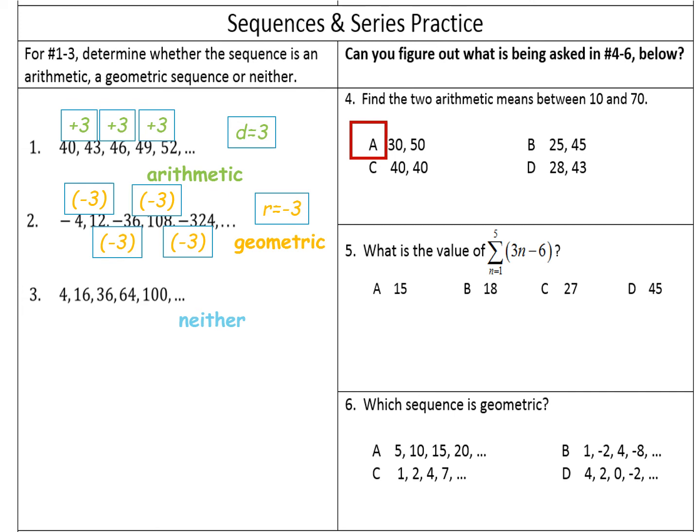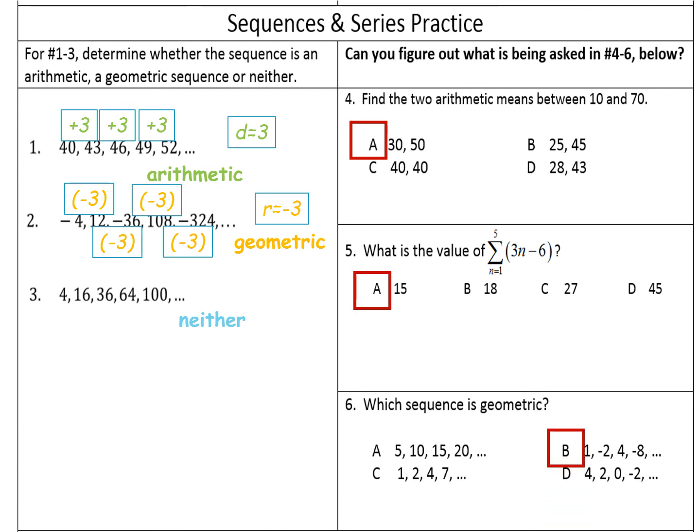What's the value of the sigma notation? That means the sum of 3n minus 6 from 1 to 5. What do you think? 15. How did we get that? We'll come back and revisit it. Number 6. Which sequence is geometric?